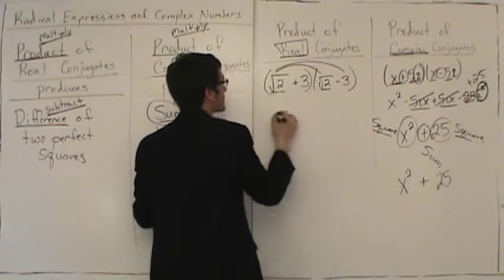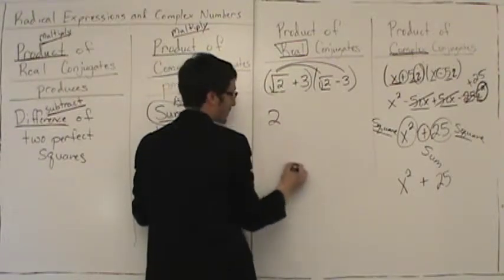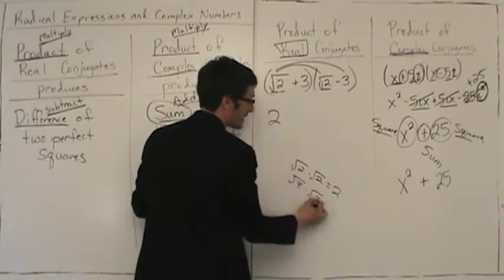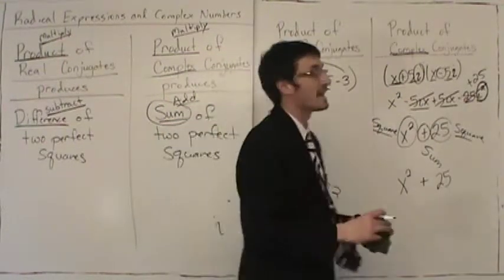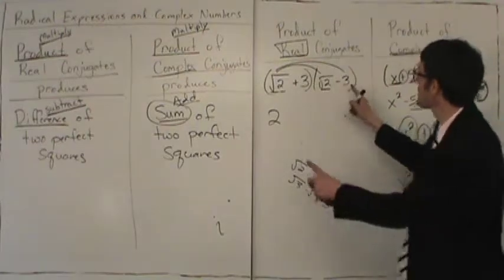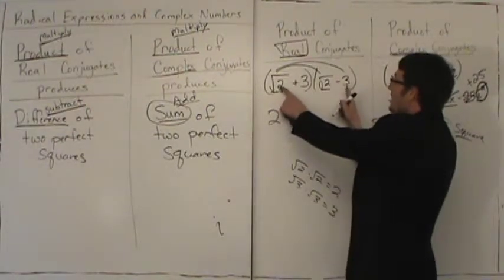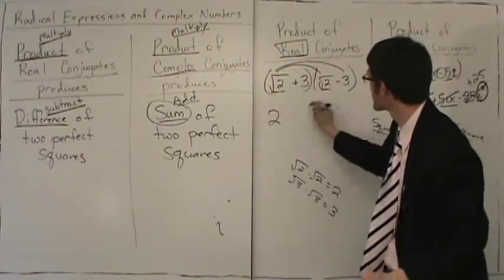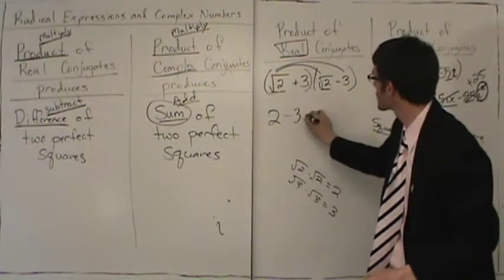Root 2 times root 2 is what? 2. Remember, root 2 times root 2 is 2. Root 3 times root 3 is 3. Okay? And now take the root 2 times the 3. Remember, we cannot multiply the 2 and the 3 together because the 2 is under a root, the 3 is not. So we glue this together. Positive times negative is negative. Put the 3 first. 3 root 2.